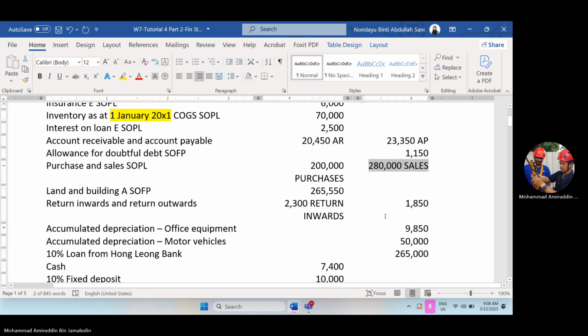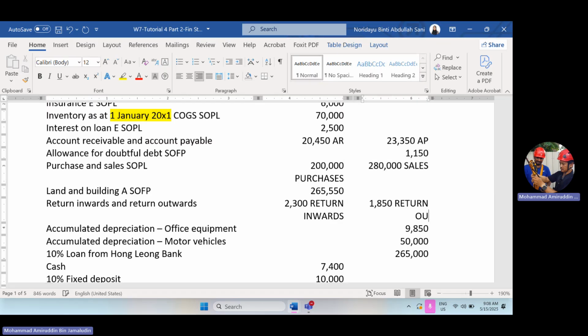Then definitely this one should be your return outwards. Return outwards reduce purchases. Purchases increase on debit.